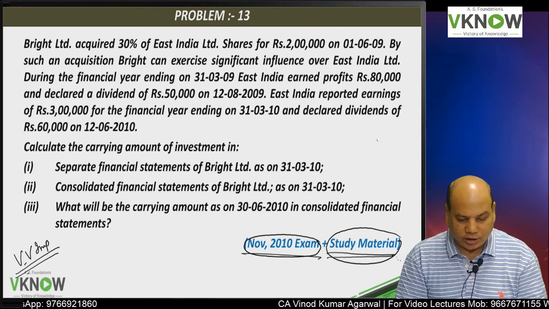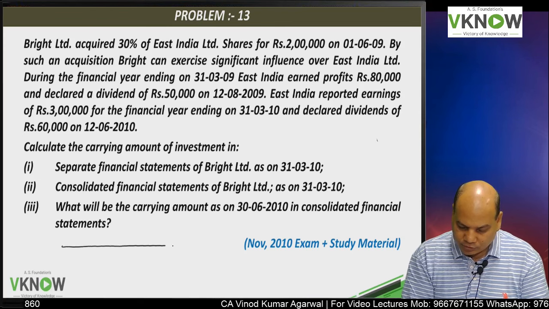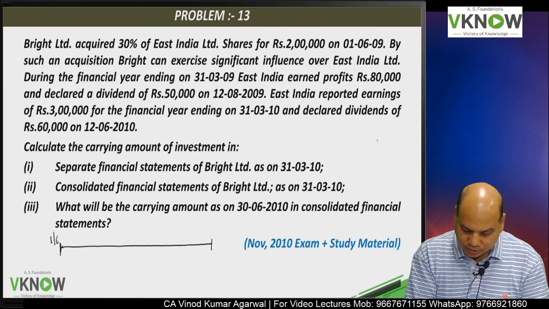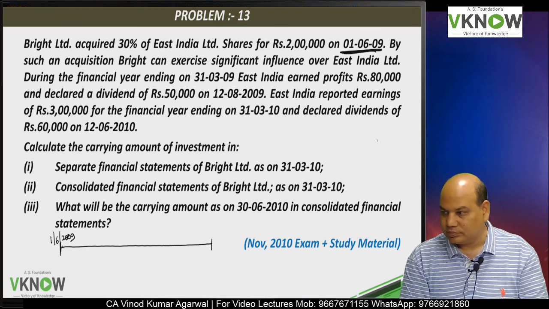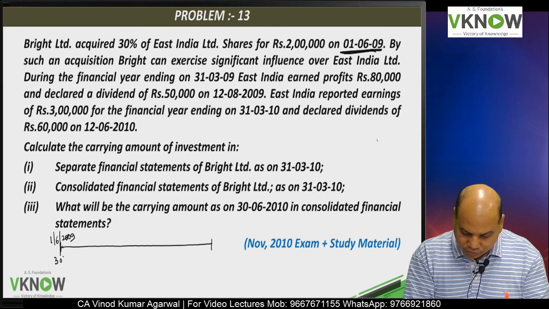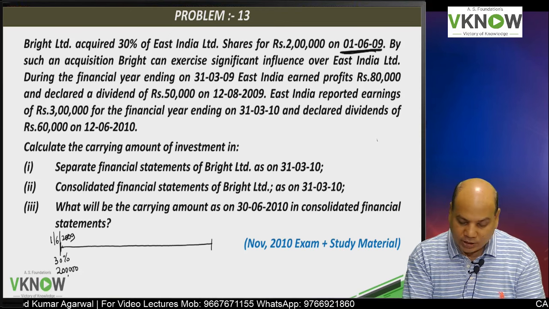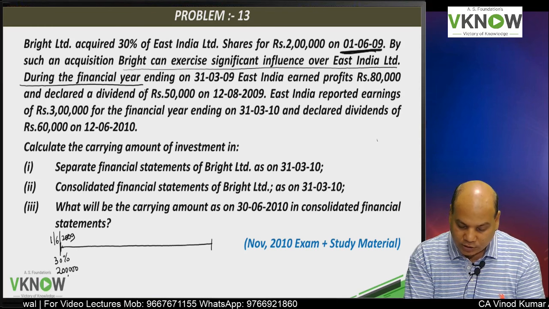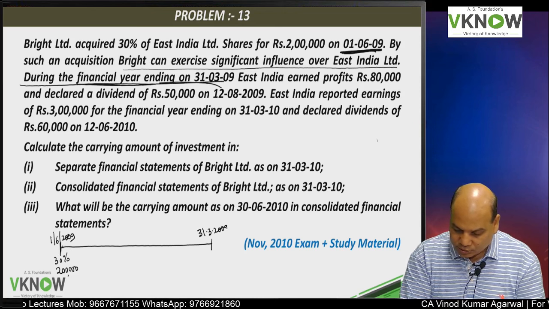Ready? Bright Limited acquired 30% shares of East India Limited on 1-6-2009. See the date, 1-6-9. It is not 1st April. And how much stake? 30%. Cost 2 lakh. By such an acquisition, Bright Limited can exercise significant influence over East India. During the financial year ending 31st March 9.